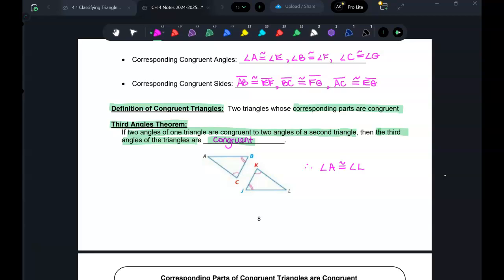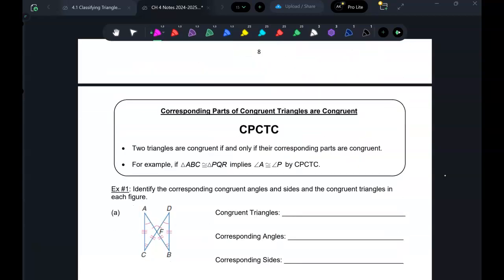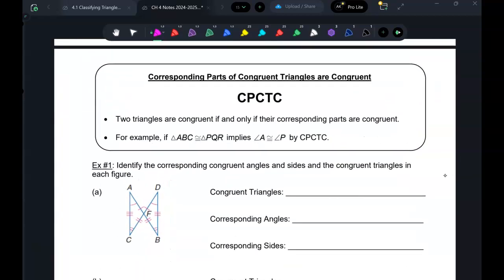This is a common abbreviation. If you use it in any math class, that will be fine.